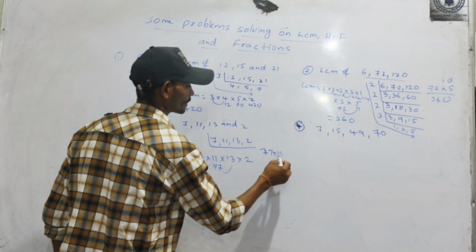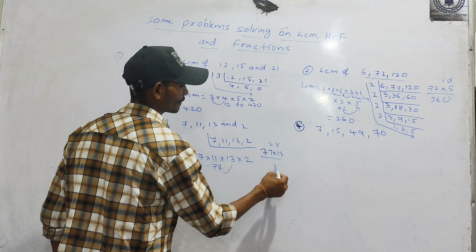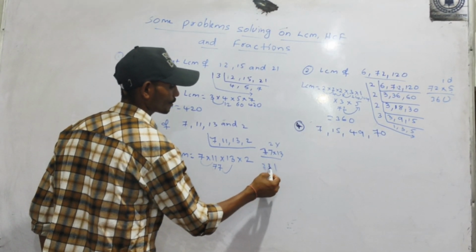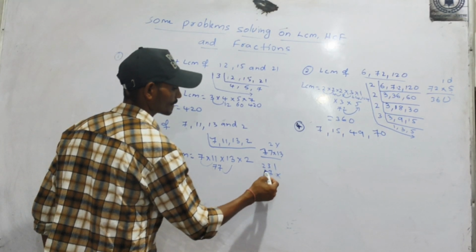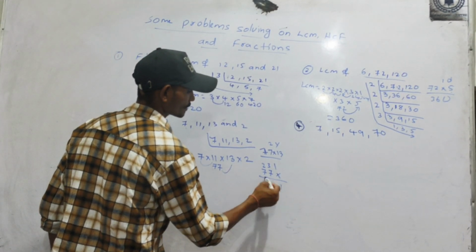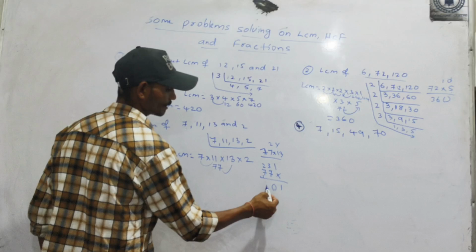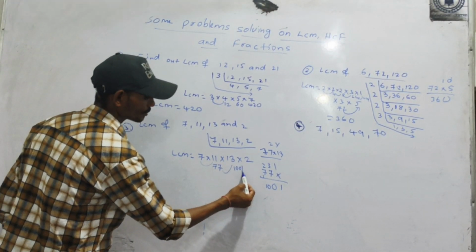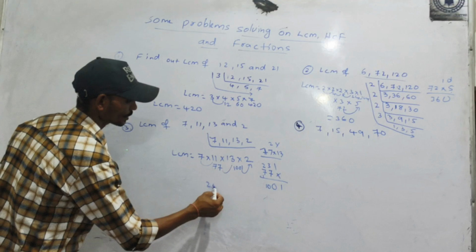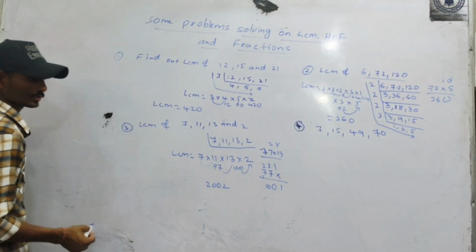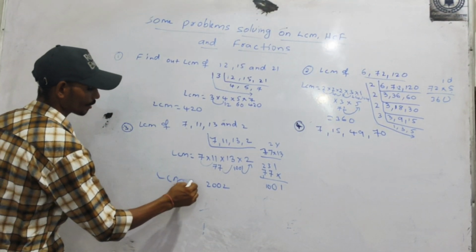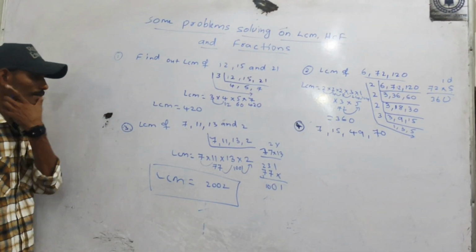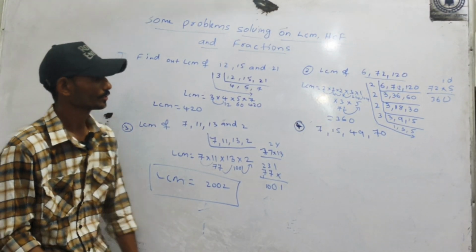77 13s are 21, 3 7s are 21, 3 7s are 21 plus 2, 23. Next 3 1 7s are 7. Next 1 0 1. Sorry, 1001. 1002, 2002. So what is the LCM of those numbers? 2002. Okay, 2002.